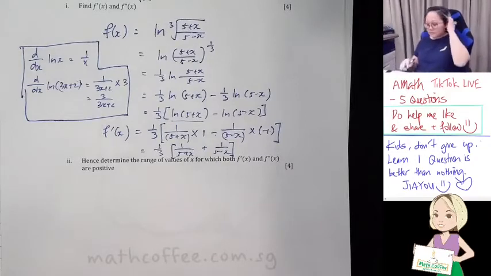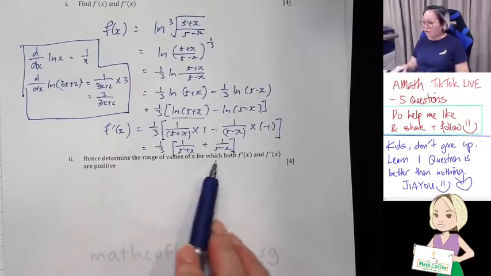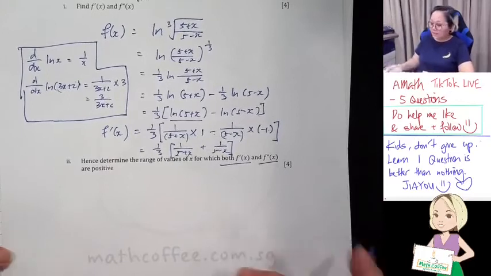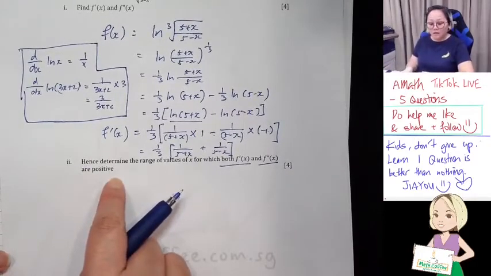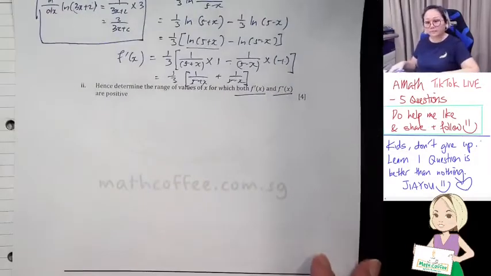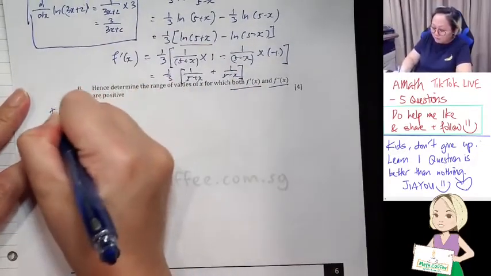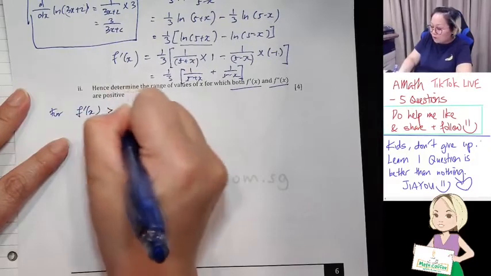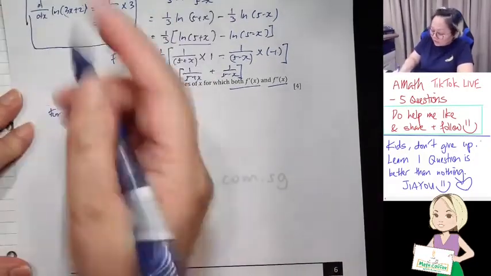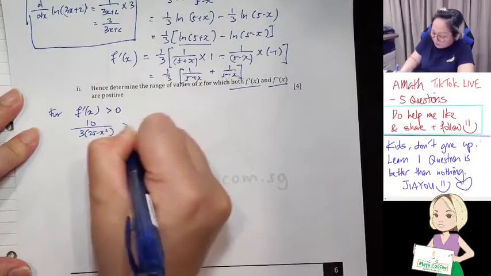Okay, so next they ask, hence determine the range of values of x for which both, take note kids, both the f prime x and the f prime prime x are positive. So what you need to do is, see here. Let's do the first one. For f prime x to be more than 0, let's take back the f prime x, the fraction. It is 10 over 3 (25 minus x squared) more than 0.